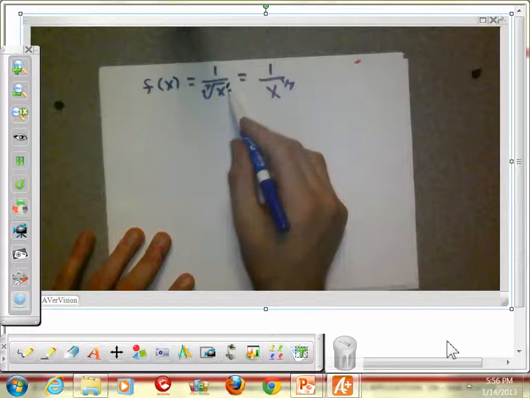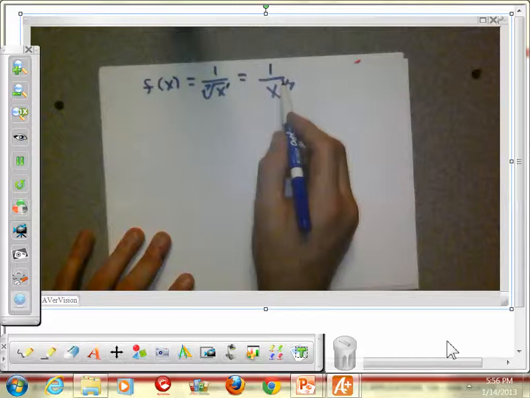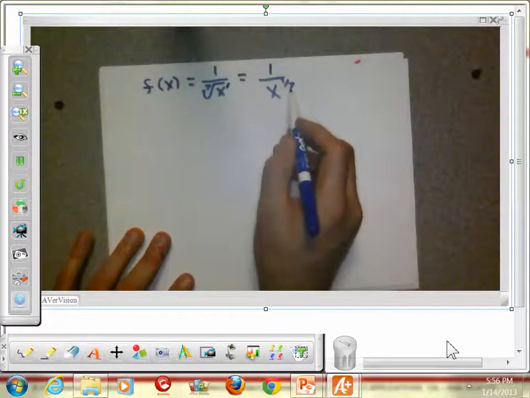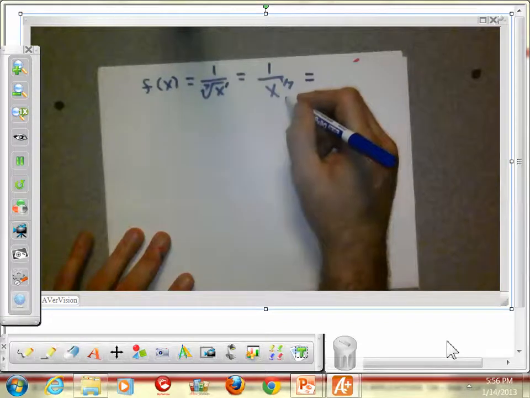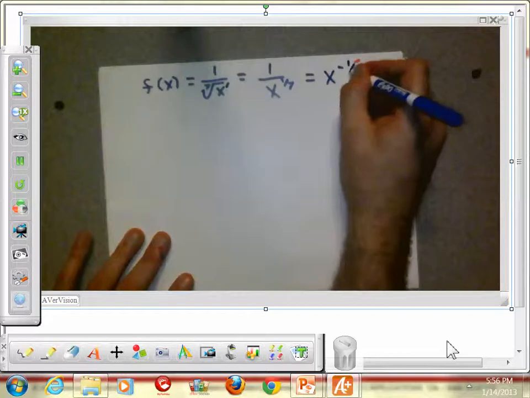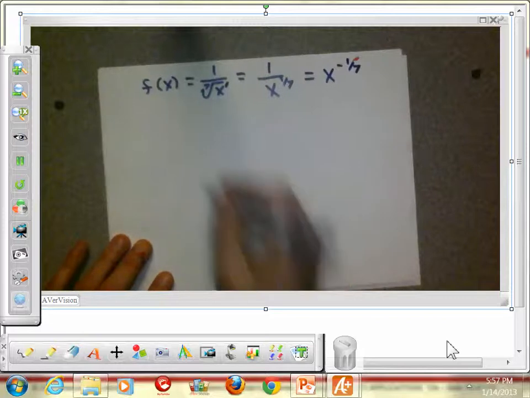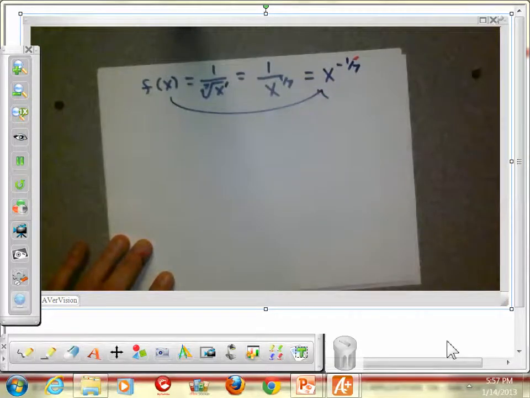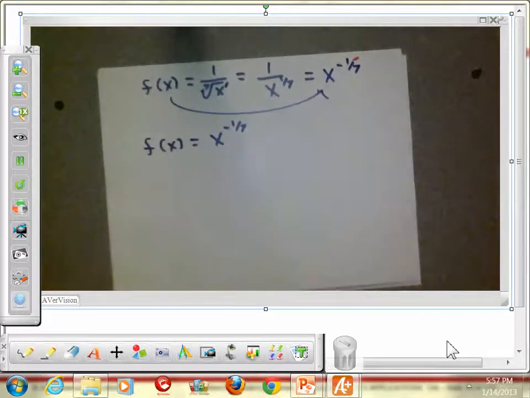So the 7th root of x raised to the 1 is x raised to the first power divided by 7. Now what we do is, since this is on the bottom, we can bring it up top and change the sign. So this is the same as x raised to the negative 1/7, right? So now we know how to take the derivative of this, so we can proceed. So we know f of x is equal to x raised to the negative 1 divided by 7. And we're going to proceed as before.